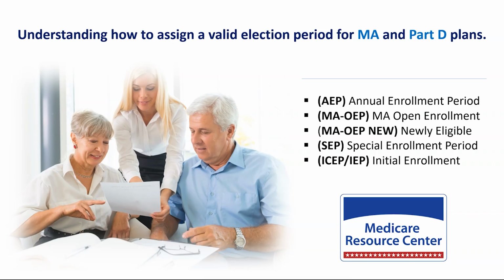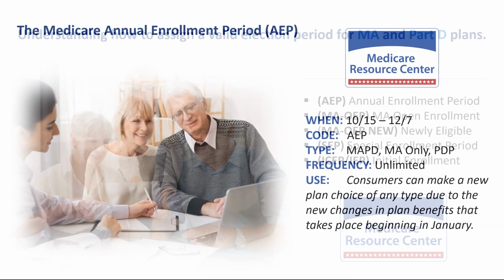So those codes there will actually go into your application, and then enrollment must approve that enrollment code in order for that application to be successful and go through. So we will break some of these down.